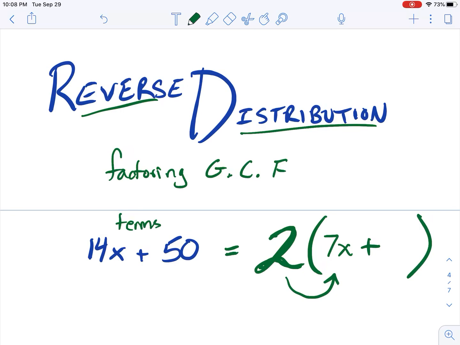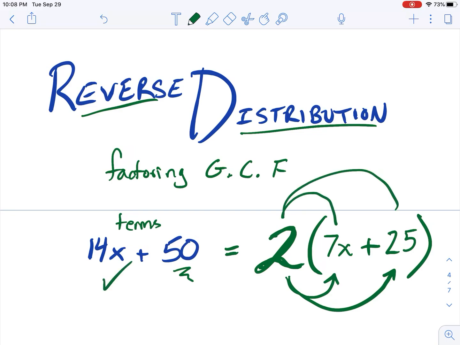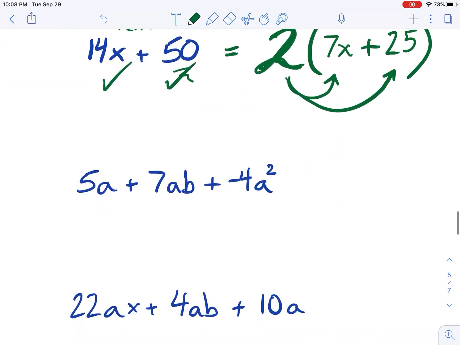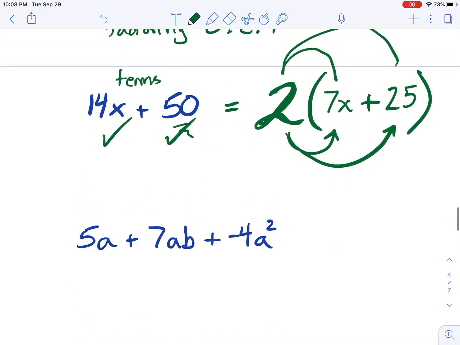And so we have 7x plus, well, imagine if I delivered this to this apartment, I would want to get a 50. So that means this value needs to be a 25. And I, of course, can just check this and make sure when I distribute, I get 14x. When I distribute, I get 50. Cool, cool. So reverse distribution, I'm trying to go in the reverse order.